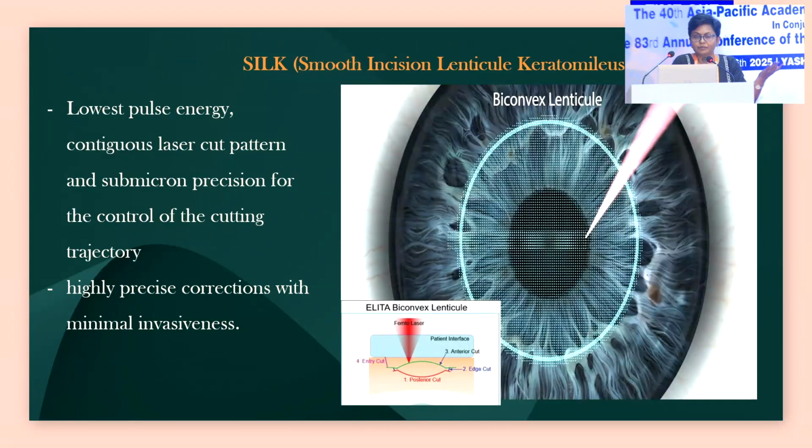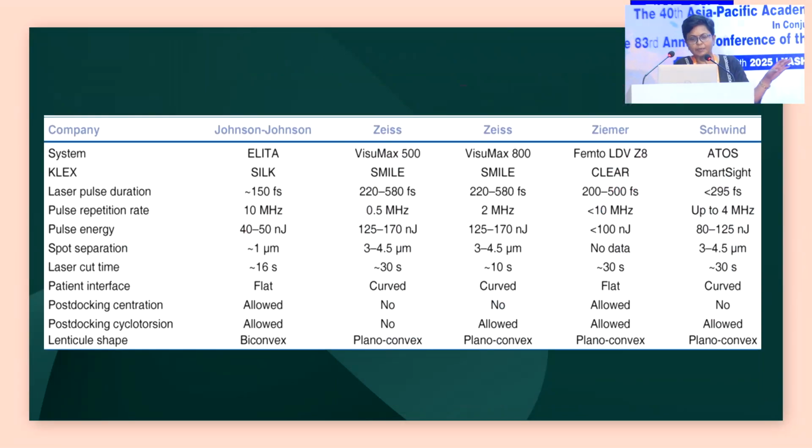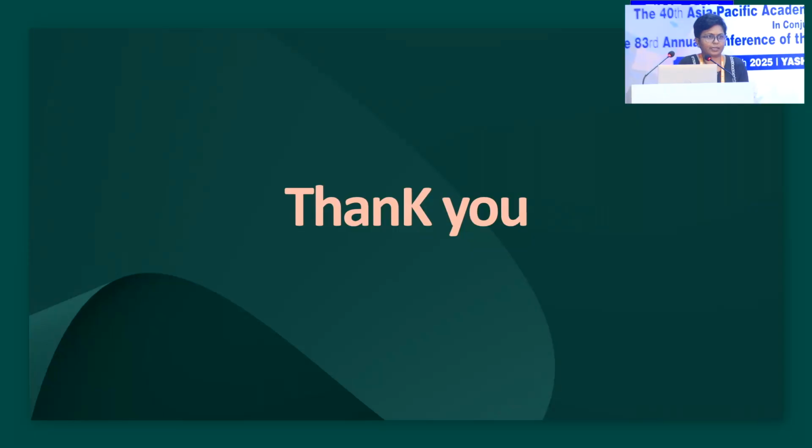Another refined version, by Johnson & Johnson, no financial interest here, is in the form of SILK that we are talking about these days. The difference is that the lenticule we normally cut is plano-convex, while this is biconvex. It is supposed to be more precise. These are the different KLEx platforms available in the market: SILK, SMILE, CLEAR, Smart Sight. So this is the fascinating story of the evolution of refractive surgery from my side.